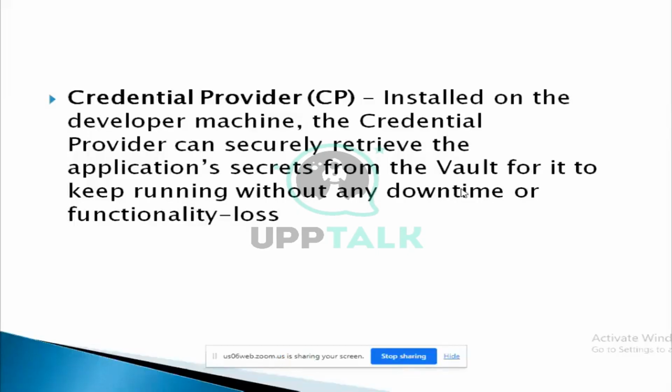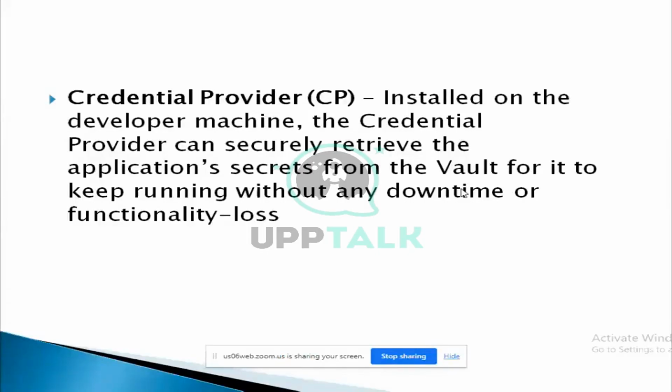Developer machine and credential provider can securely retrieve the application secrets from the vault for it to keep running without any downtime or loss of functionality. The CP also helps when sometimes the vault is having some interruption, some problem. At that time also it will retrieve the credentials and give them to the application team to update into their application, with the help of coding or whatever configurations they are following. But we recommend this for business-critical, important applications, because CP is a little bit different.